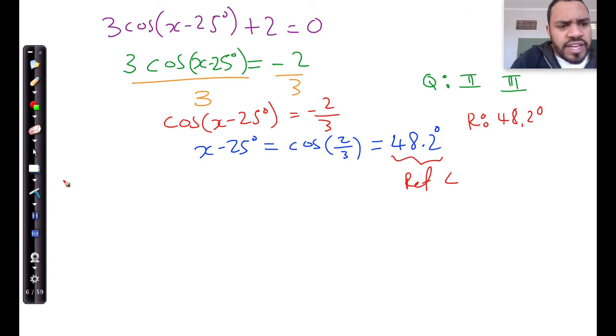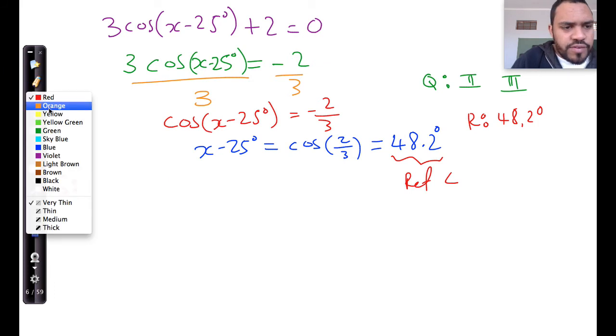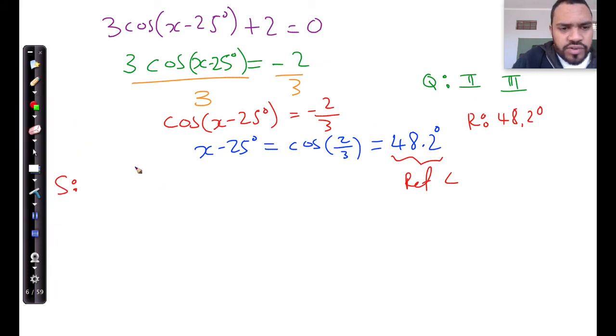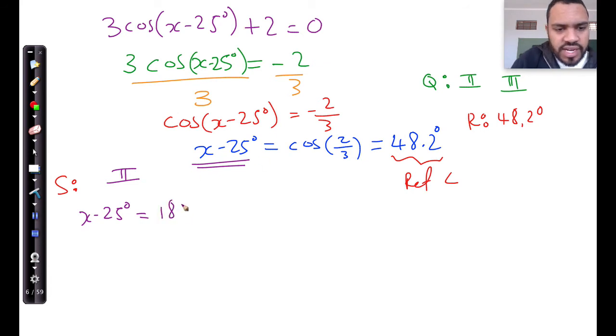Now we need to solve, which is what we use S for, in Q, R, and S. For solving, I need to solve in the second quadrant first. So I'm going to say the given angle, x minus 25 degrees, is equal to the reduction formula for the second quadrant, 180 degrees minus theta, the reference angle, 48,2 degrees for now, plus n multiplied by 360 degrees. And why do I say 360? Because I'm working with cos. Okay, so now I can solve for x.